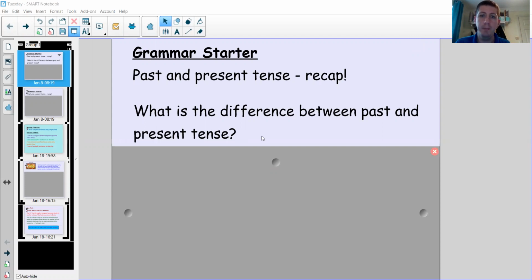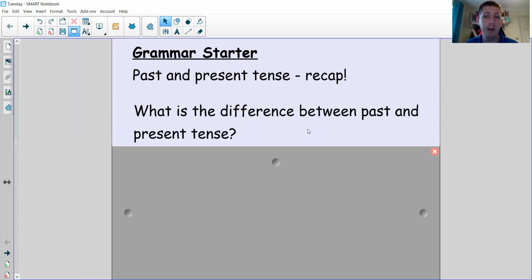Can you remember? Well, the past tense is something that's already happened. It's part of the past. It's part of history that's already happened in the past. Whereas the present tense is something that's happening right now. So the way that you use the verb is a little bit different.